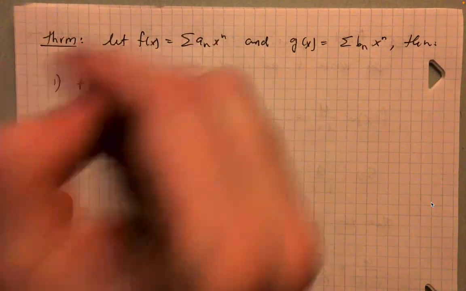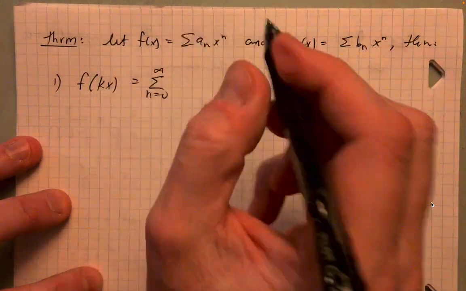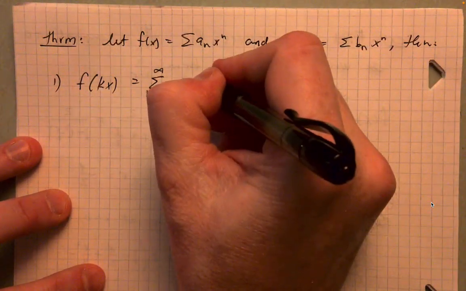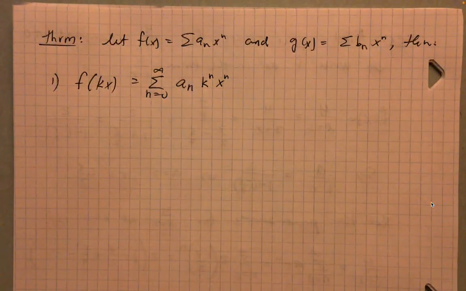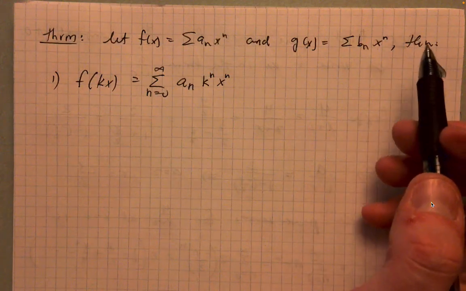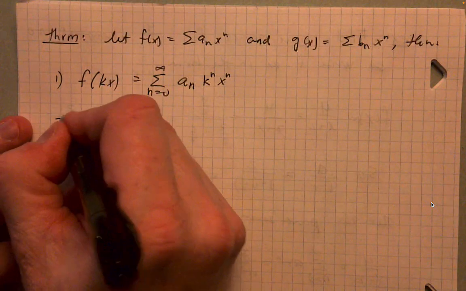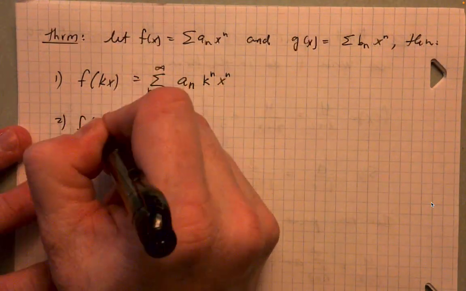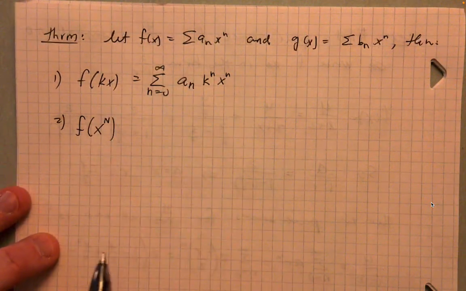What happens? Well, you get the sum from n equals 0 to infinity of a sub n, and then it's going to be k to the n, x to the n. Right, so that's pretty standard fare. If I plug in k times x, then I'm raising both of those to the nth power. Nothing too surprising there. What if I exponentiate? So what if I have f of x and then I raise x to the n power?